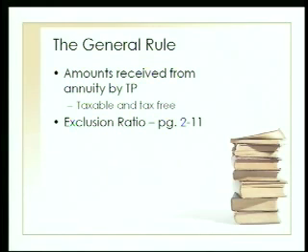If you look on page 2-11, under the general rule, you take the investment in the contract and divide it by the annual payment, meaning what I'm going to get within a year, times the life expectancy, which you get off an IRS chart that they give you, times the amount received. That calculation represents the amount that is excluded from your income, and the difference is the taxable portion.